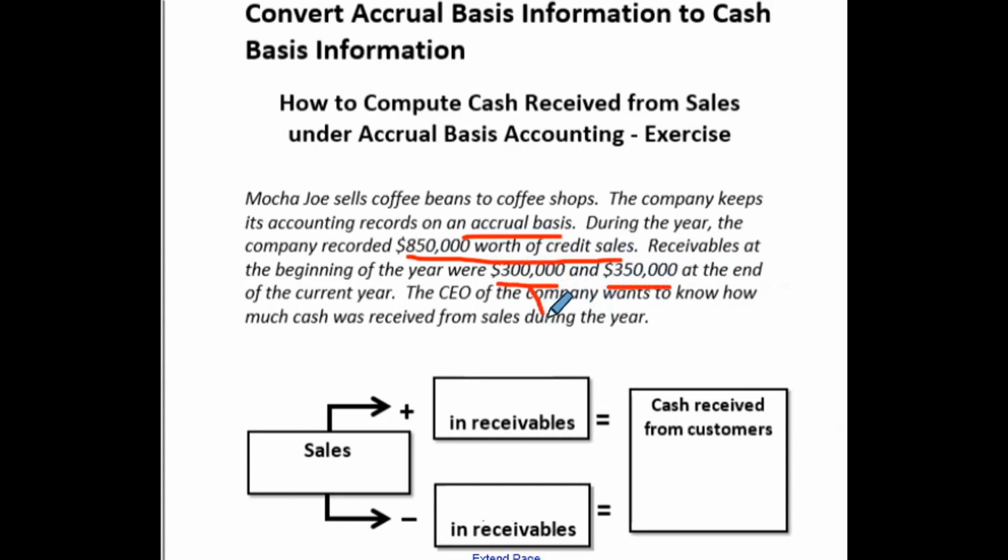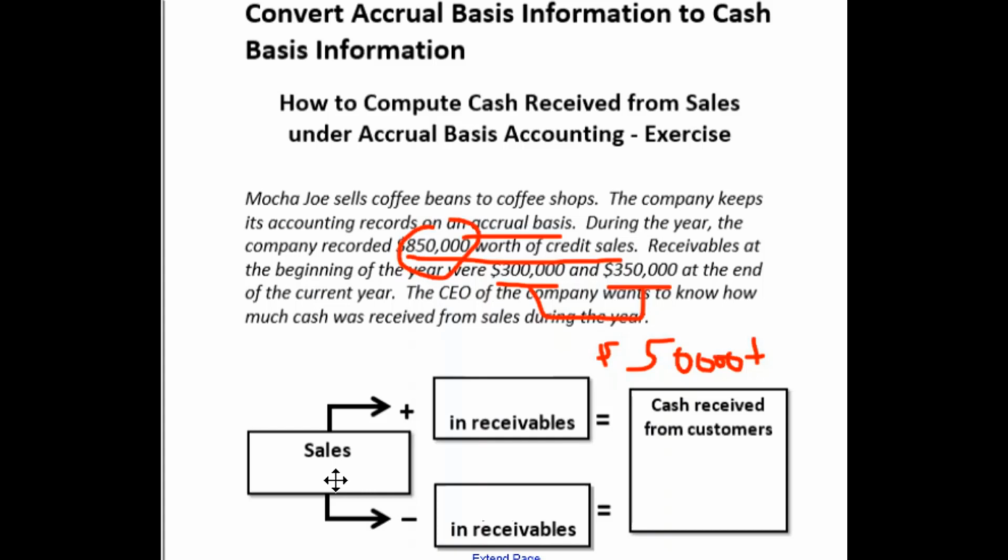Receivables at the beginning of the year were $300,000, and at the end of the year they were $350,000. So if we do the comparison at the beginning versus the end of the year, we see our receivables increased by $50,000. Forgive my writing with the mouse, but they increased by $50,000. We're also told that we have $850,000 worth of credit sales. So now it's a matter of plugging the information into this formula.